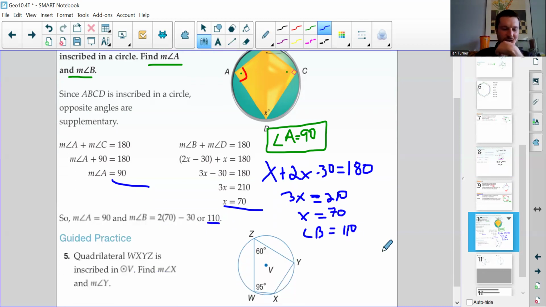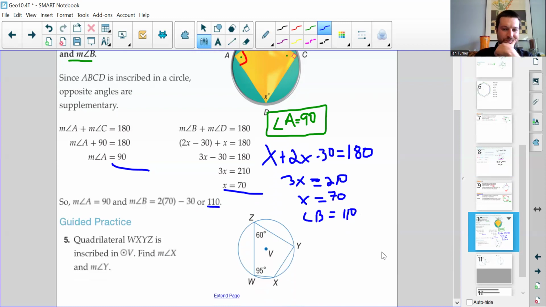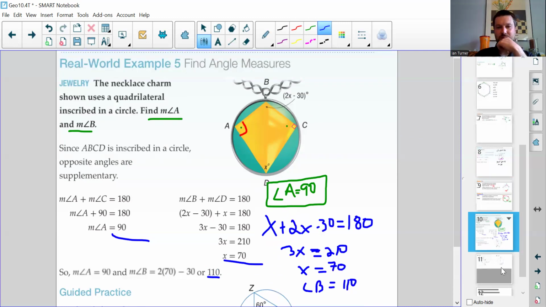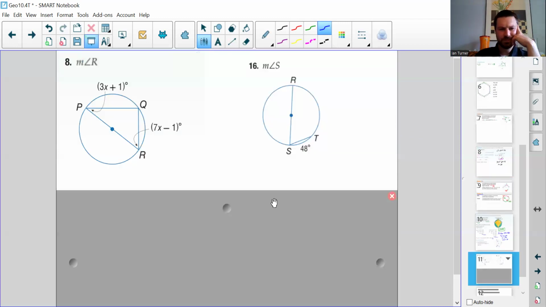Do we need to do another one? I think we got the gist. Let's see what else we got. Maybe one more example. Yeah, let's do this one. Both of these are great examples, kids.